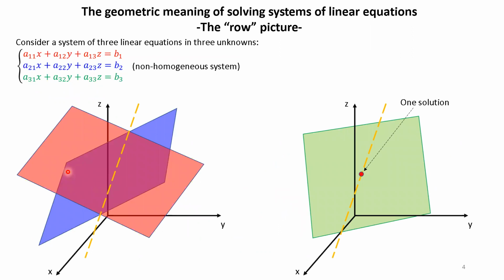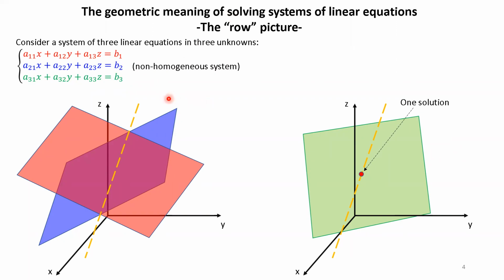Now let's try to generalize the situation a bit more. Here we consider three linear equations in three unknowns. Again, I'm sure that you have solved it before, but here let's try to look at it geometrically. I'm first considering the so-called non-homogeneous system because of these non-zero B1, B2, and B3.